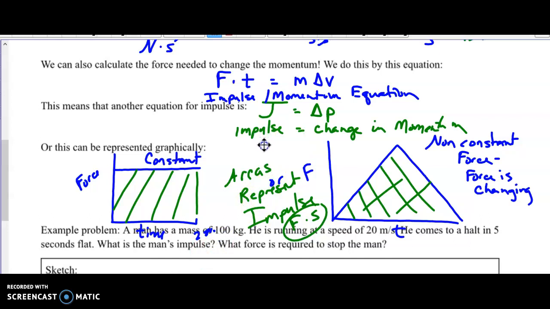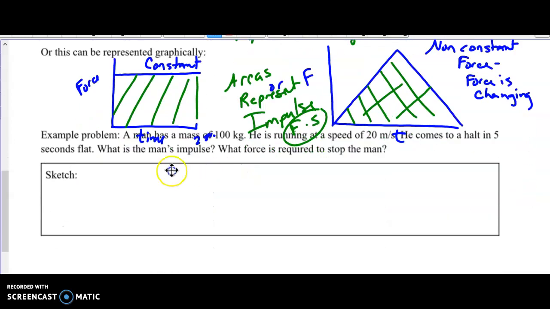Okay. So an example problem would look like this. We have a man who has a mass of 100 kilograms, and he's running at a speed of 20 meters per second. He comes to a halt in 5 seconds. What is the man's impulse? And then they said, what force is required to stop the man?